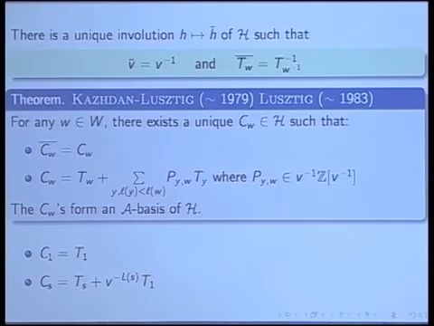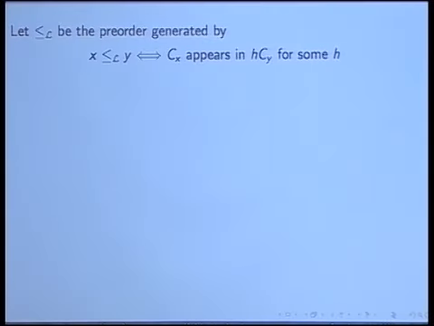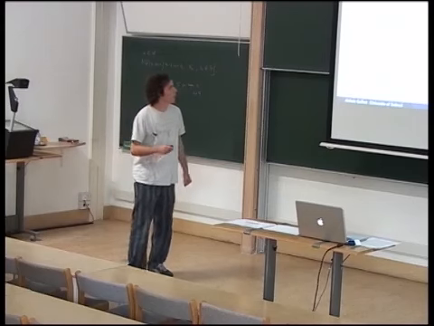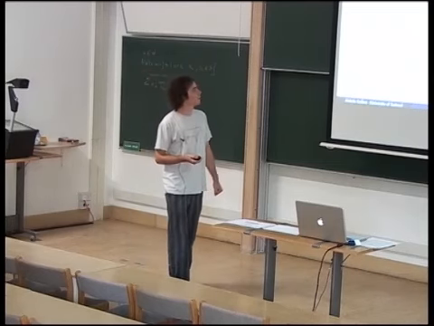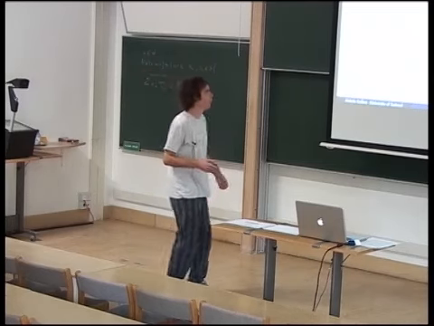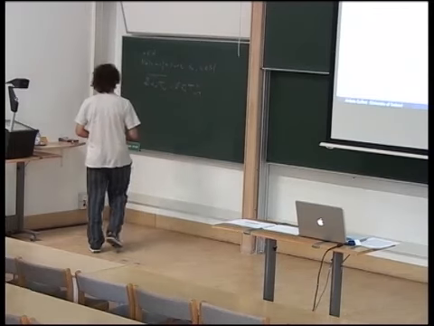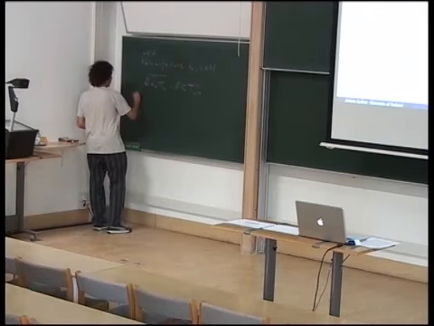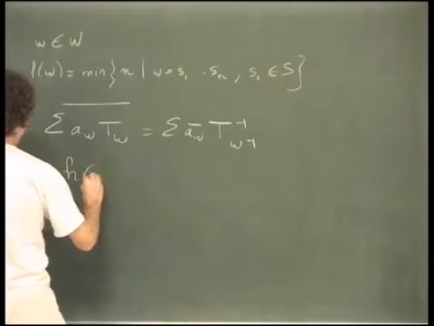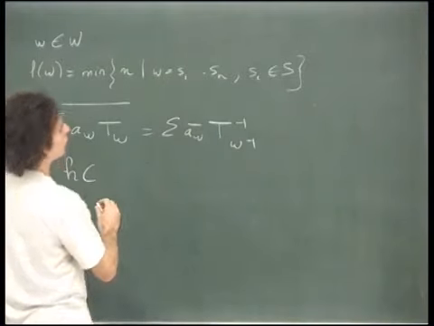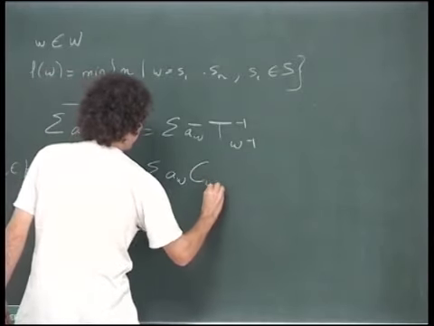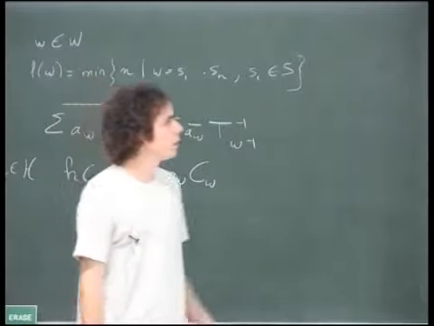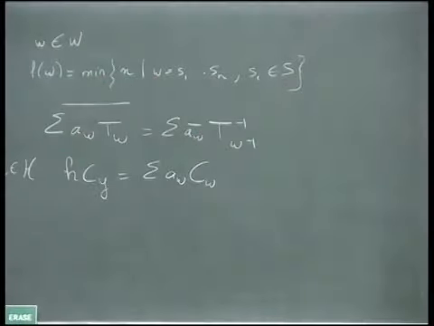the coefficients arising are Kazhdan-Lusztig polynomials. So using this new basis, you can define a left order relation, saying that x is less or equal to y in the left order if x appears in h C_y for some h. So you just take an h in your algebra, multiply, so in which way did I write it? C_y. You decompose it again on the Kazhdan-Lusztig basis, and then if C_x appears in this sum, then x is less or equal to y.